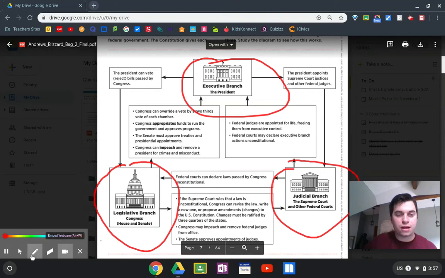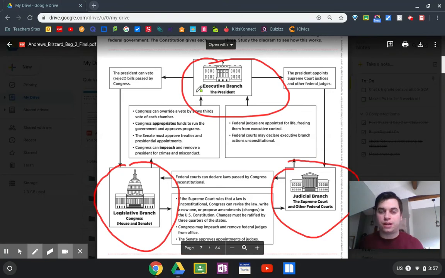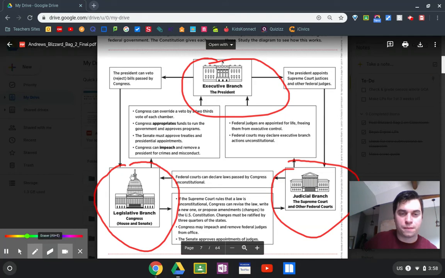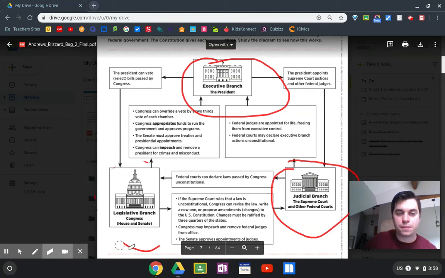Now, I was just talking about following the arrows, and that's really going to be key to understanding the key concept here of checks and balances. So quickly, I'm going to do my best to erase these horrid circles. I just wanted to make sure you saw where these three branches were. If they're not perfect, I'm going to leave it be.